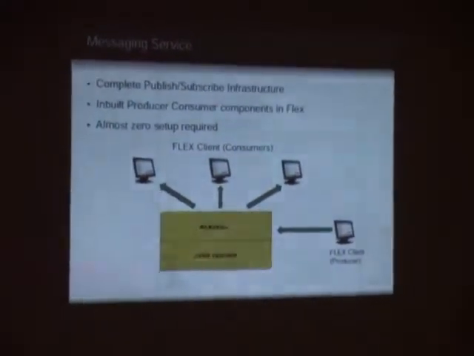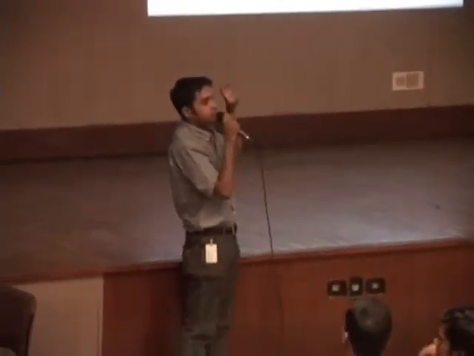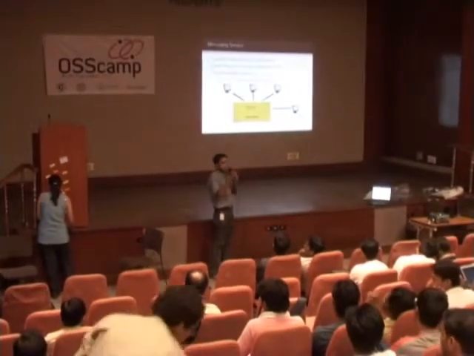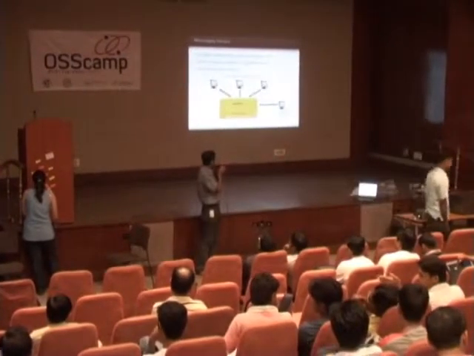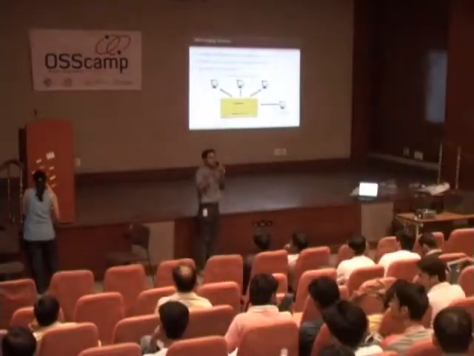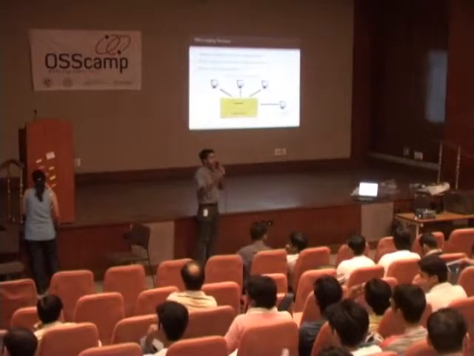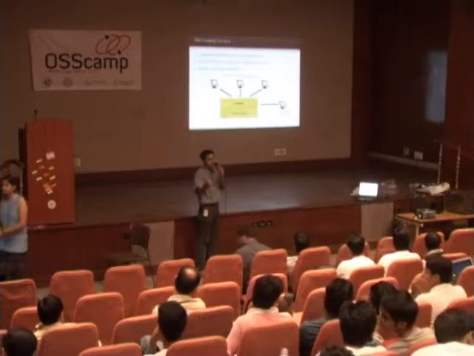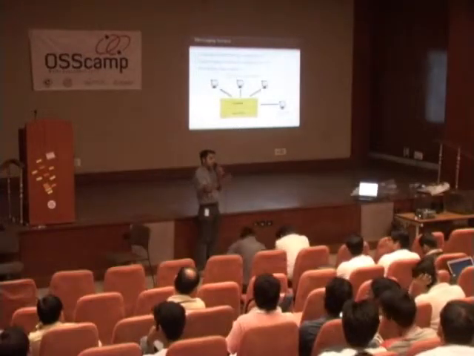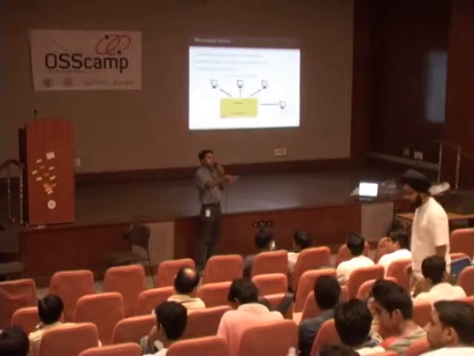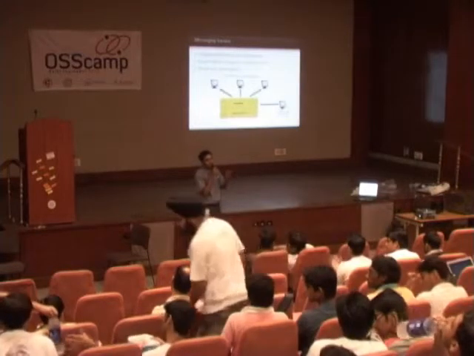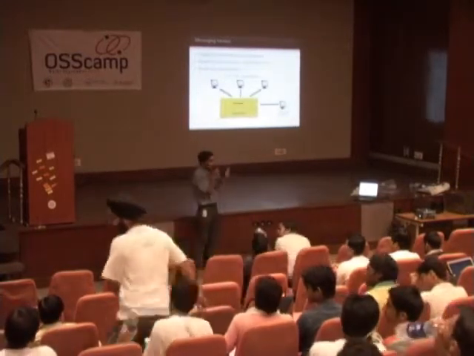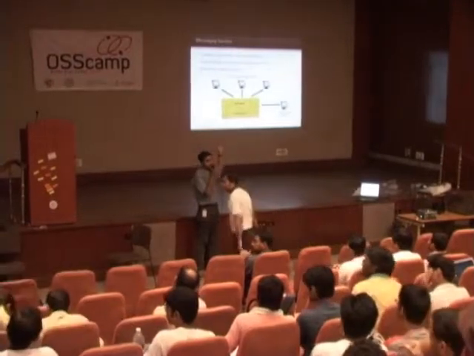So the messaging service, I won't go into a lot of details. BlazeDS provides you with a complete infrastructure of publisher subscriber infrastructure. So there are inbuilt components in Flex SDK where you can create producers and consumers in just one line. You can tell them that this is the destination I want to listen to. Any messages coming onto that destination will automatically reach up to you. Say 10 lines of code and your chat room is ready. It is as simple as that. And as I was saying, zero setup is required.